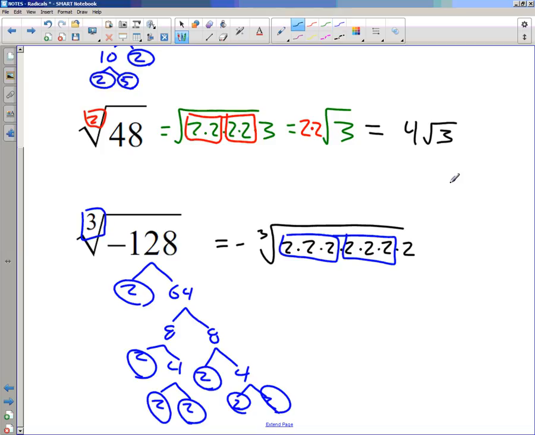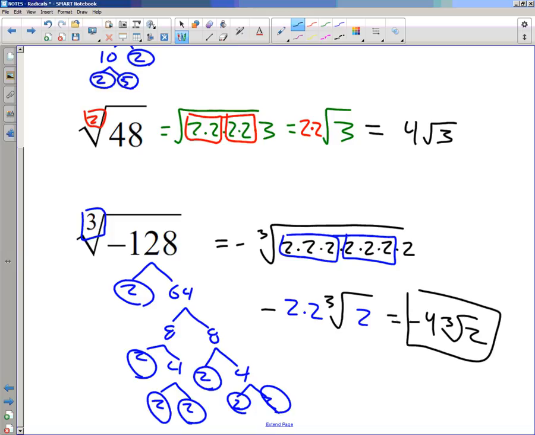So when we write this, we're going to have our negative out in front. We're bringing 2 groups of 2s out, and there's going to be a single 2 left on the inside here. We'll go ahead and multiply everything out. We're going to end up with a negative 4 on the outside, cube root of 2 is what's left over. That's going to be our final answer.